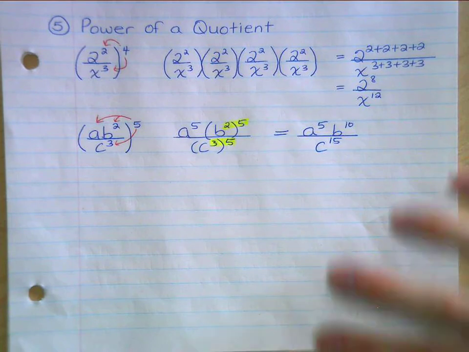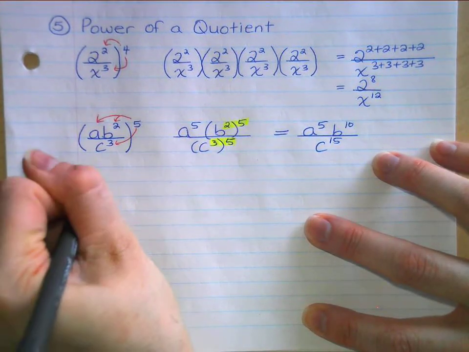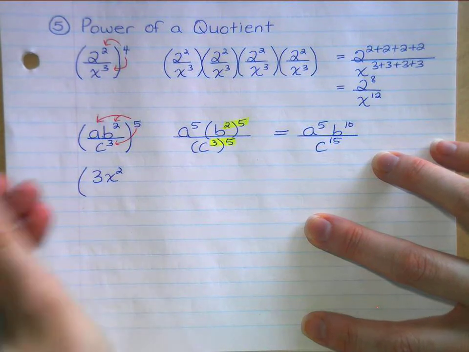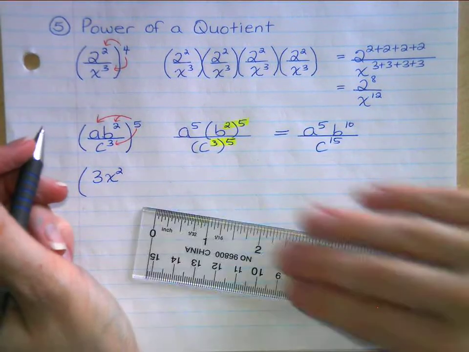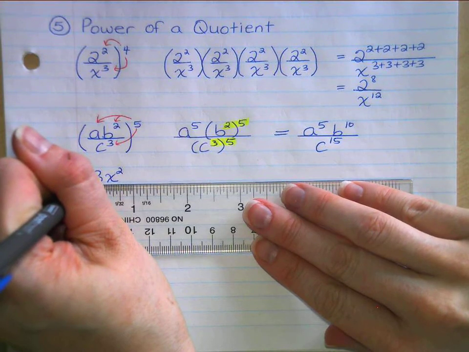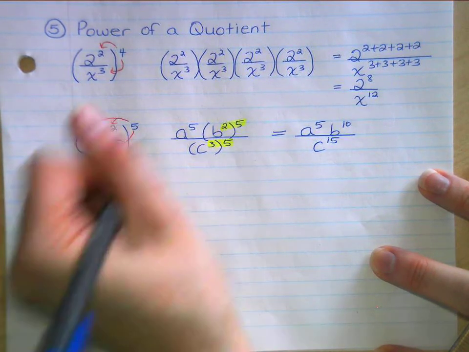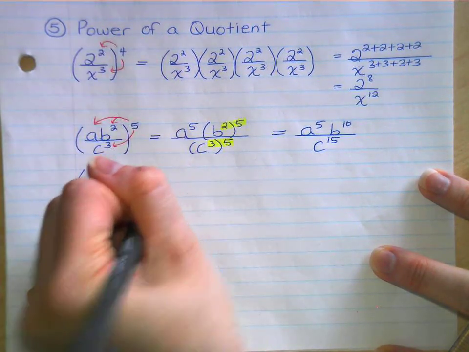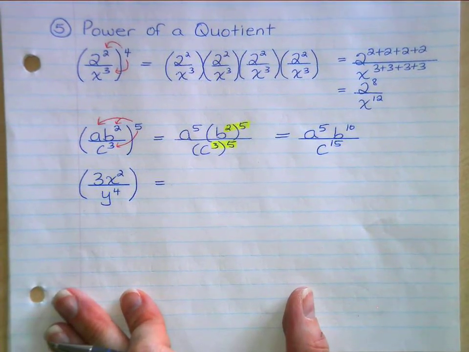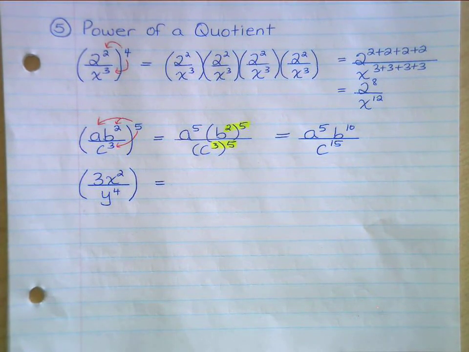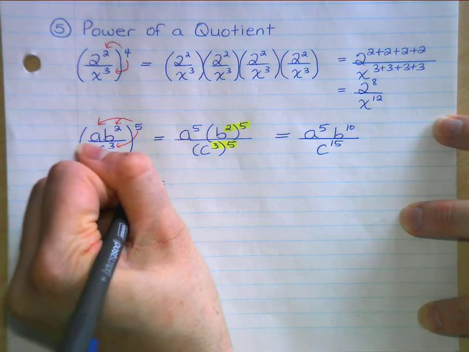You do this last one. 3x squared is the numerator, and y to the power of 4 is the denominator. So what do you get? I'll give you a second to finish that. Oh, sorry, it's all to the power of 6.